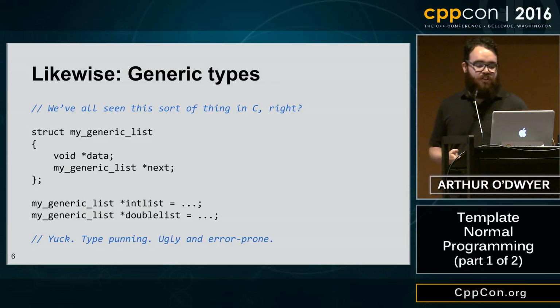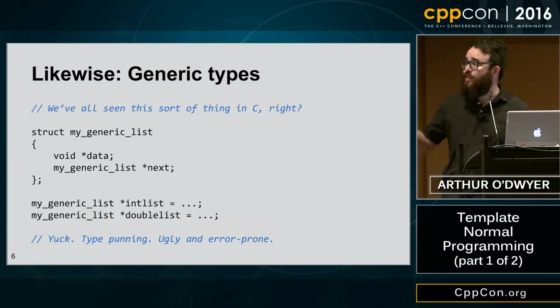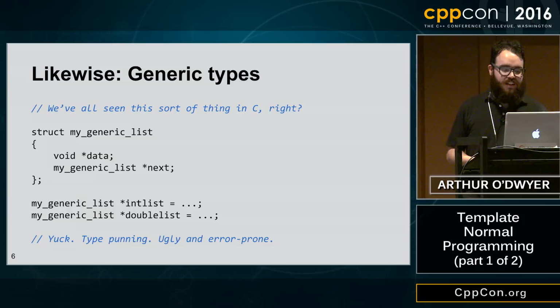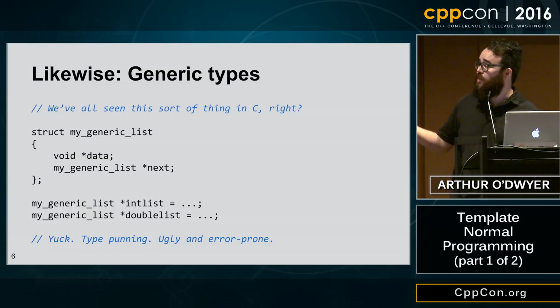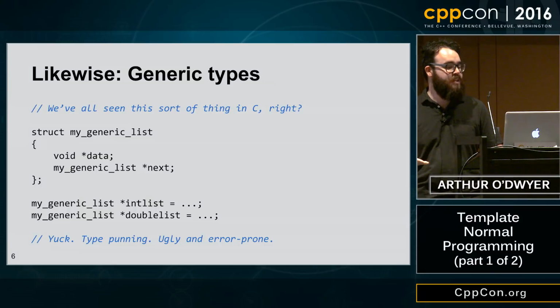We have the same concept for generic types, right? Generic functions, generic types. We've also seen this sort of thing. If you've done any C, you manipulate a lot of void stars, and you have no type safety, type punning, error prone, ugly.